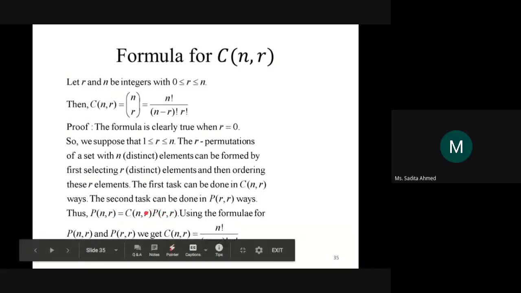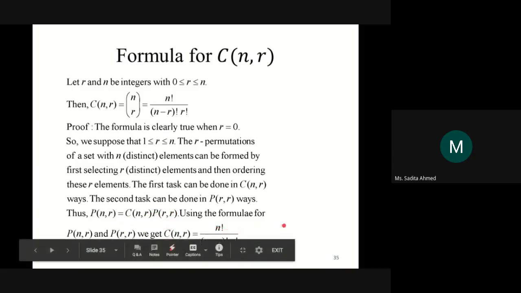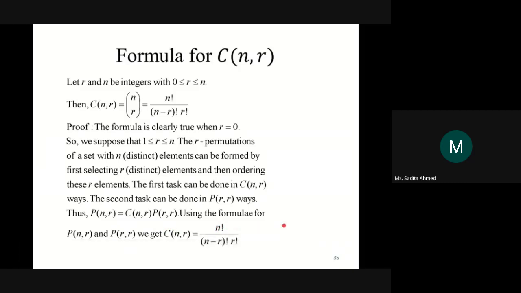From here, we can easily calculate CNR or find a formula for CNR. CNR is equivalent to PNR divided by PRR. So n factorial divided by n minus r factorial multiplied with r factorial. All right. So that's how we come up with the formula for CNR. Make sense?